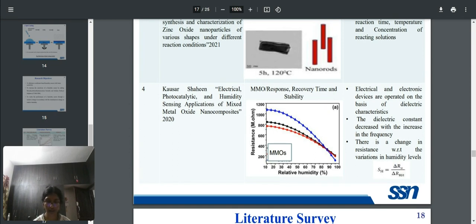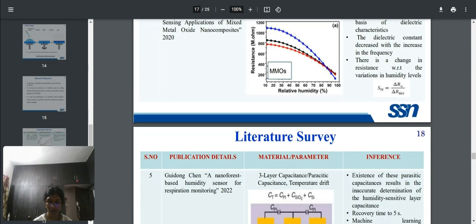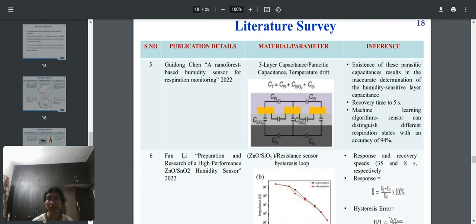In paper number 4, electrical, photocatalytic, and humidity sensing properties of mixed metal oxide materials are studied in great detail. Electrical and electronic devices are operated based on dielectric characteristics. There is a change in resistance with respect to the variation in the relative humidity levels. In paper number 5, a nanoforest based humidity sensor to determine the respiratory rate is developed. But here mixed metal oxides are not used. Three-level capacitance and parasitic capacitors are used.